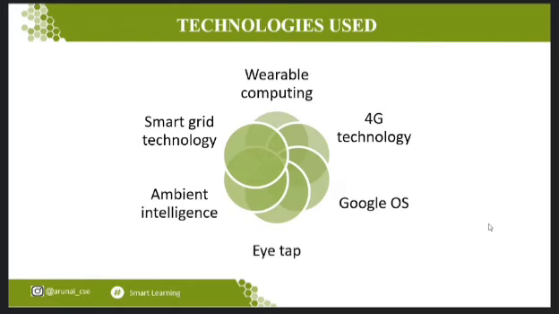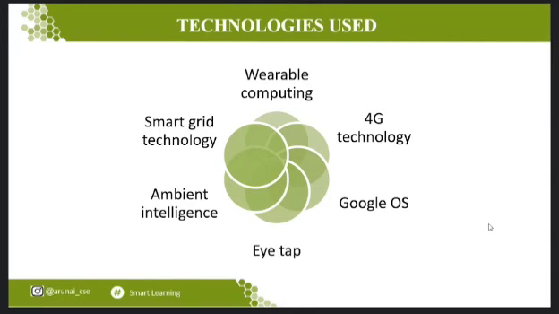4G technology is the fourth generation of mobile computing technology. It provides ultra broadband internet access. Google OS, or Google XE, is a version of Android OS designed for Google Glass. Next, iTap technology is a device that is worn in front of an eye that acts as a camera to record the scene available to the eye, used to allow the user's eye to operate the monitor.